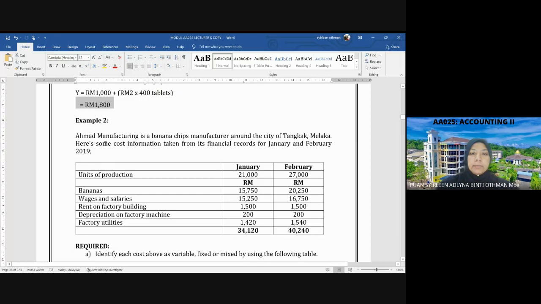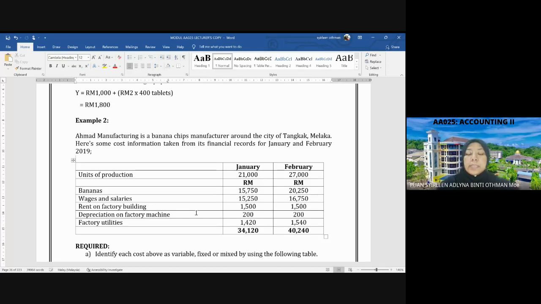Okay, example 2, alright, dia bagi kamu manufacturer for banana chips. Okay, so dia bagi kamu financial records untuk January and February. Okay, so this is the production for January and this is the production for February. Okay, apa yang cost yang perlu ditanggung untuk setiap production? Alright, dia bagi kamu beberapa jenis cost. Okay, so dia bagi you bananas, wages and salaries, rent on factory buildings, depreciation on factory machine and factory utilities.